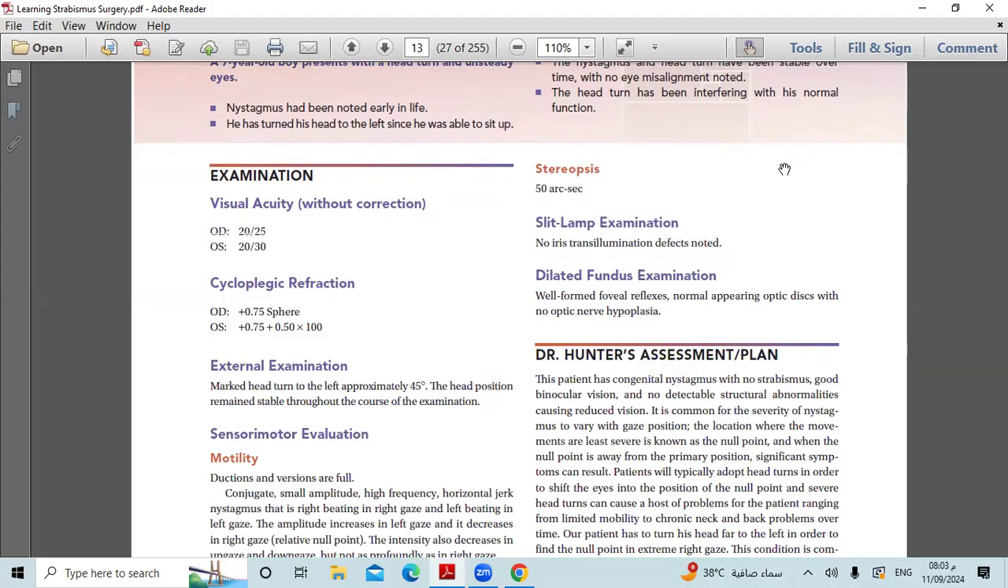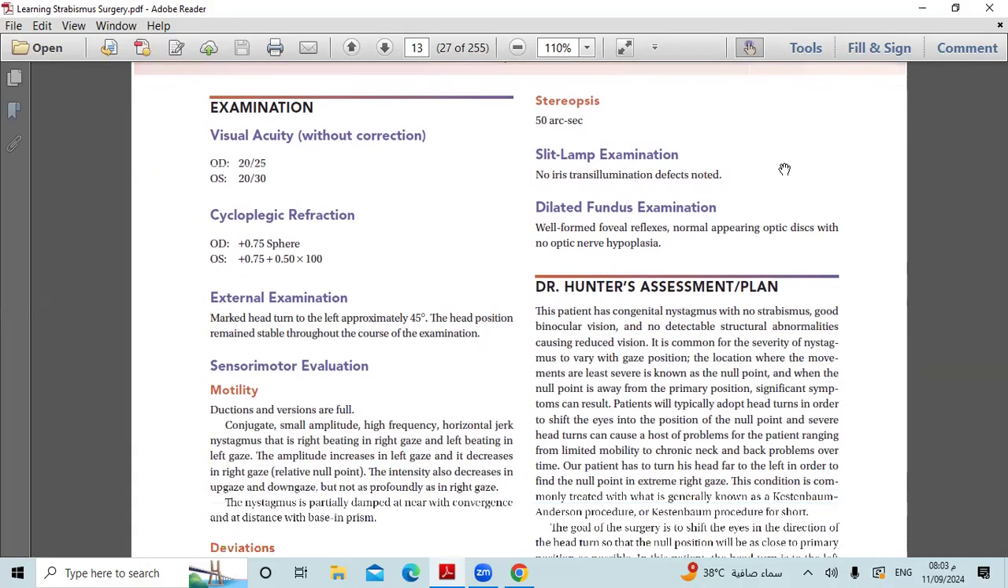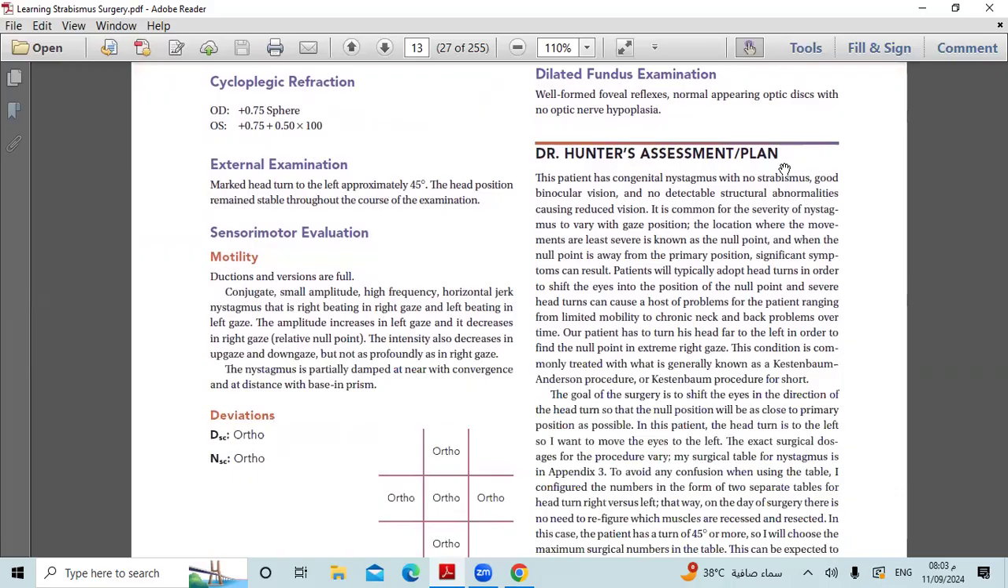Visual acuity without correction: in the right is 20/25 and in the left is 20/30. Cycloplegic refraction: in the right is plus 0.75 sphere and in the left is plus 0.75 plus 0.5 x 100 degrees axis. External examination: marked head turn to the left approximately 45 degrees. The head position remains stable throughout the course of the examination.